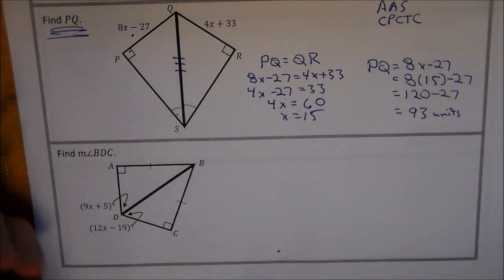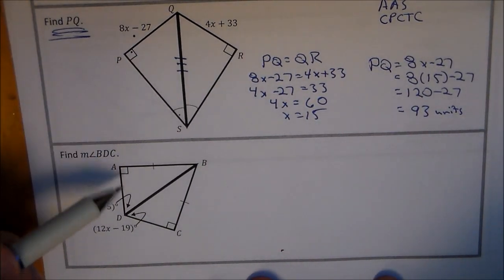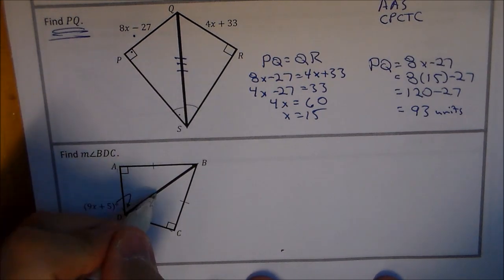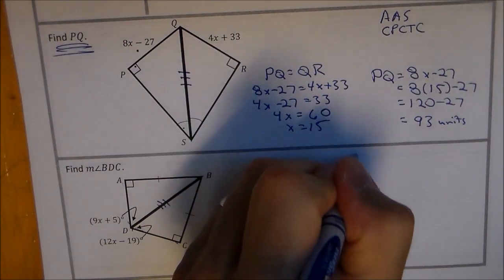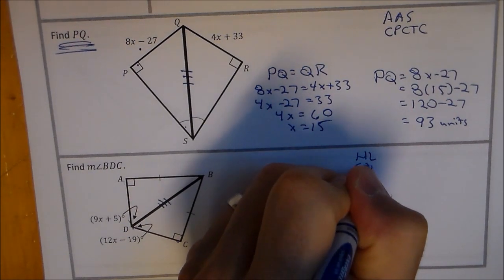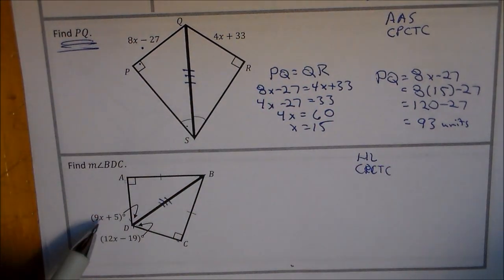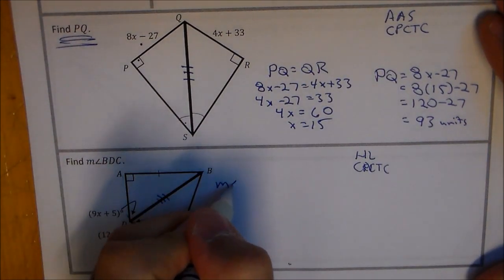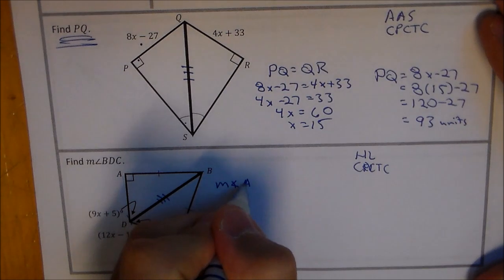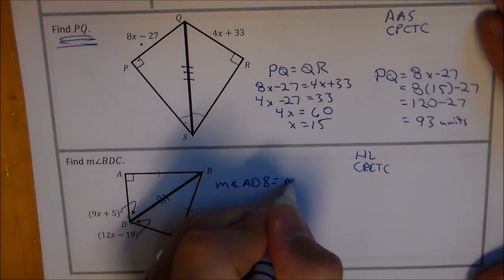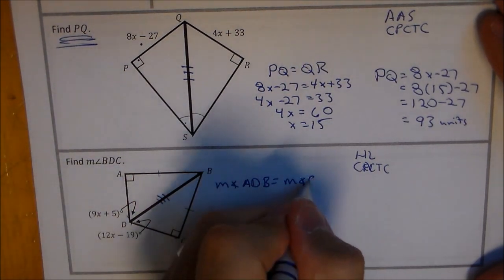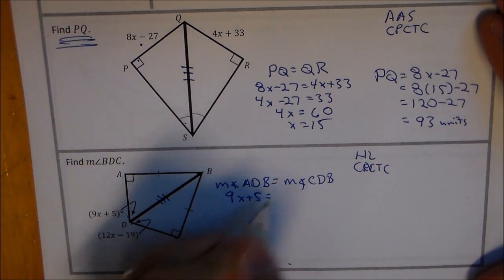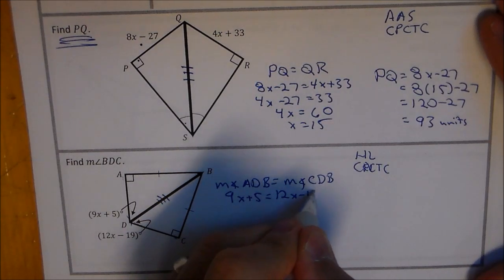For the next problem, we have the measure of angle BDC. So this one is saying if I had this angle, this point is equidistant. Again, we have triangle congruence of HL and CPCTC to allow us to solve. We're going to set these two angles equal to each other. So we're going to say the measure of angle ADB is equal to the measure of angle CDB, which is 9x plus 5 equals 12x minus 19.